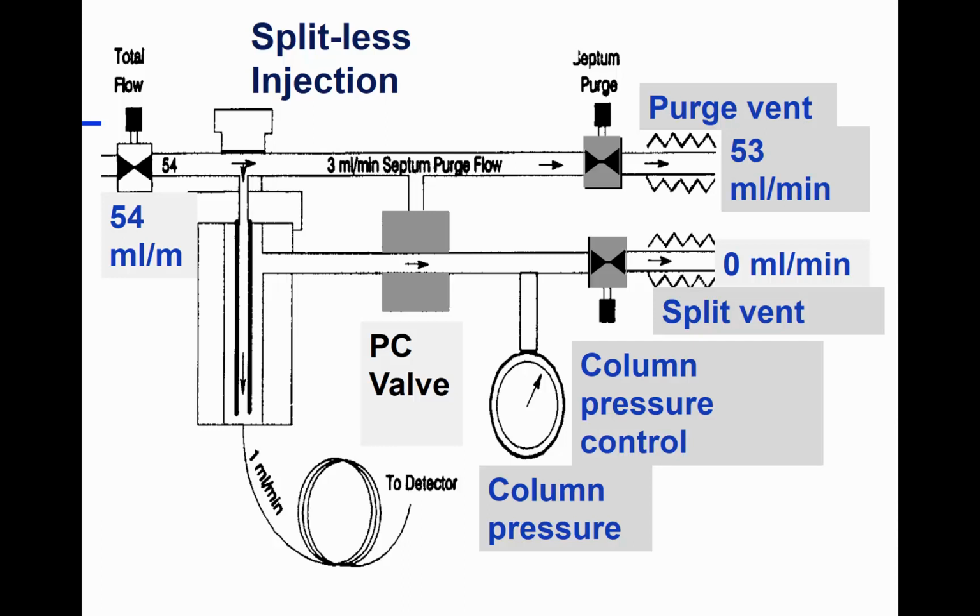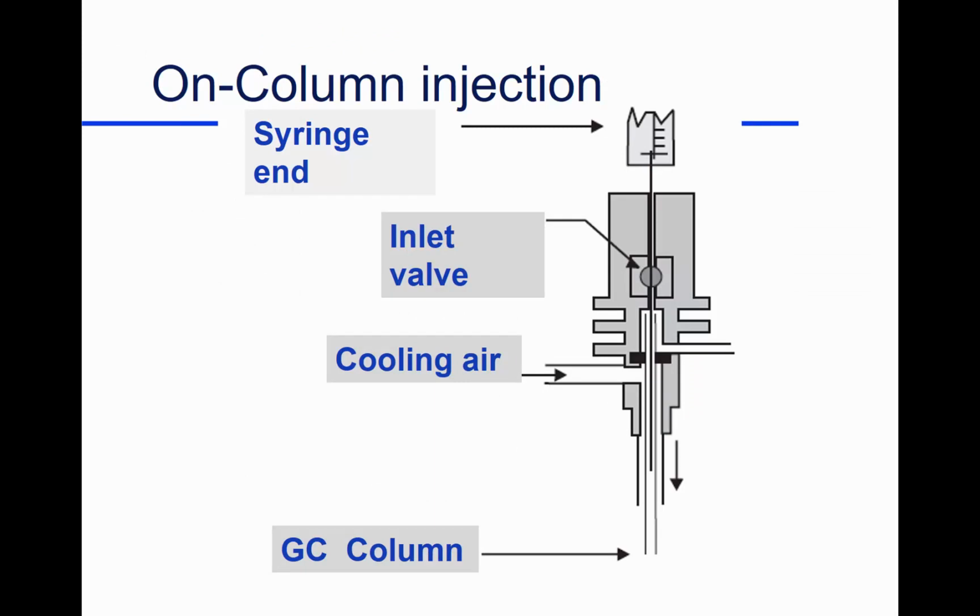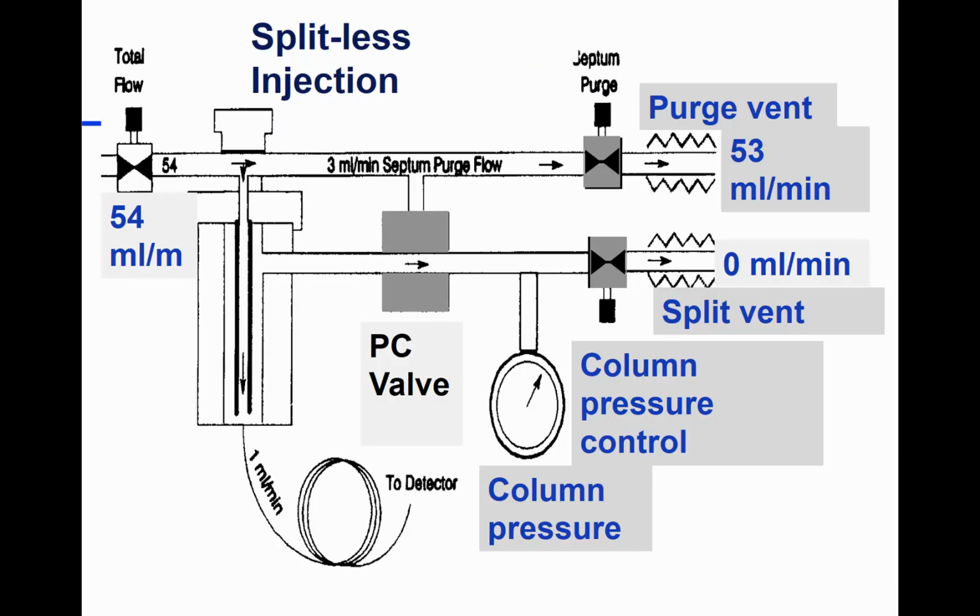When we do a split less, we do it somewhat different. We'll set it up in the same way. 54 mils per minute come into the system. 3 mils go out that way. That's exactly the same. So 51 are coming down here. But let me see if I got a next one. No, I don't. Okay. In this case, our 51 mils per minute are coming down here. But I shut this off. I absolutely keep anything from going out. So I've got 51 mils per minute trying to get down here.